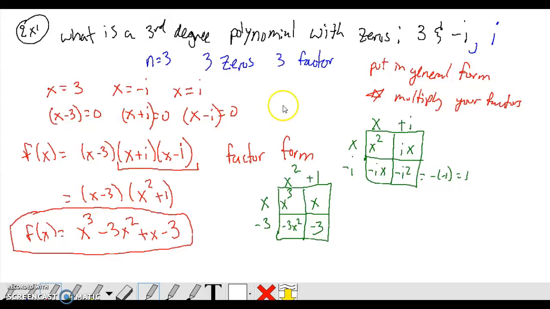What we could do is check to see if this polynomial actually works by plugging in our number. If I plug in a 3, I can figure out what 3 cubed is, then subtract 3 times 3 squared, add 3, and then minus 3. And the answer should be 0. Same thing if I plug in an i or a negative i.